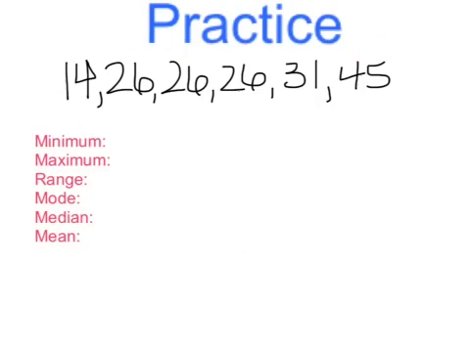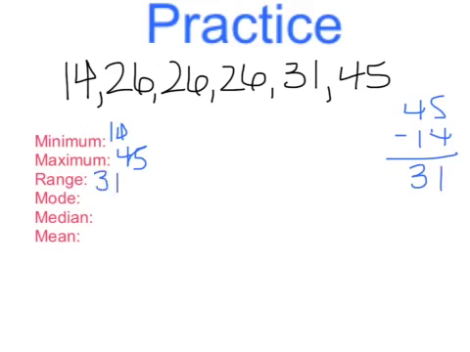Now let's practice finding all of the data landmarks for this set of data. The minimum is the smallest number in our list, so we're going to start out by writing 14 next to minimum. The maximum is the biggest number, which is 45. The range is the biggest number minus the smallest number. So 45 minus 14 is equal to 31. So our range is 31.